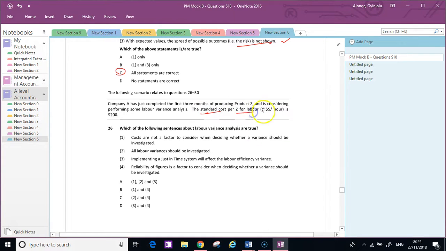The standard cost for Z is £5 per hour, is £200. In effect, what they're really telling you is that to make product Z, you needed 40 hours. That was the message here. £5 an hour, £200, or £40. Just 40 hours. That was the first thing, and that's what they've assumed.